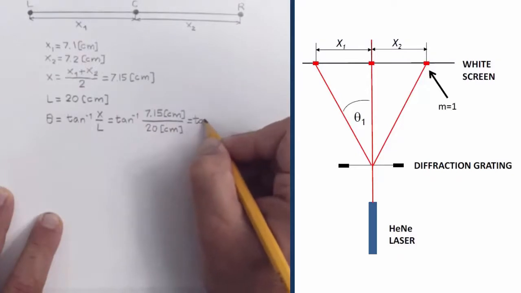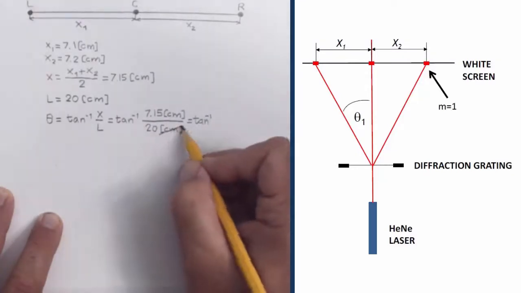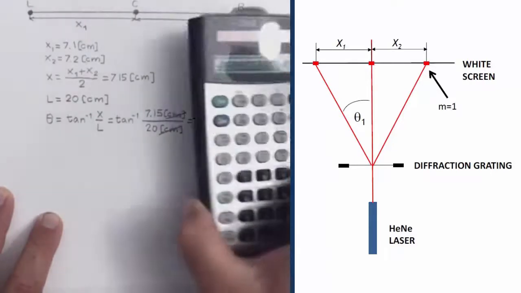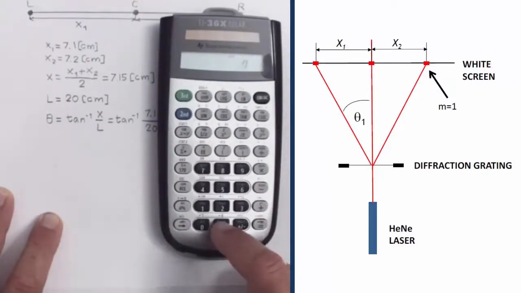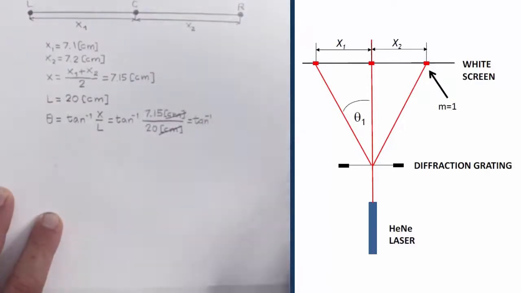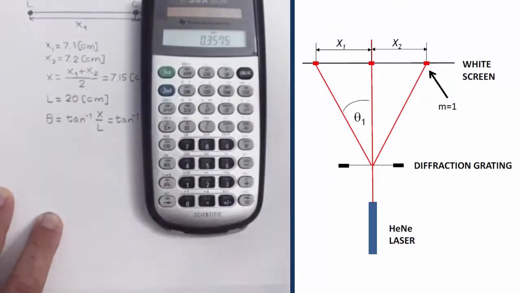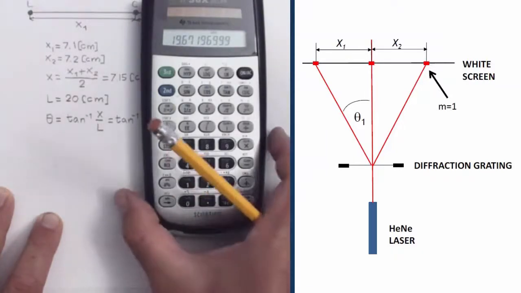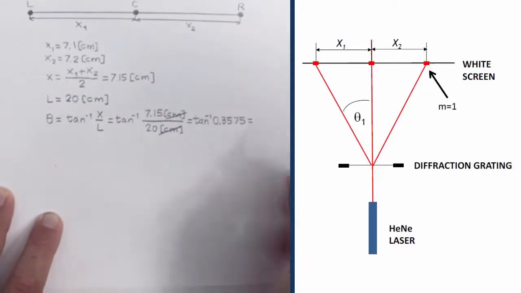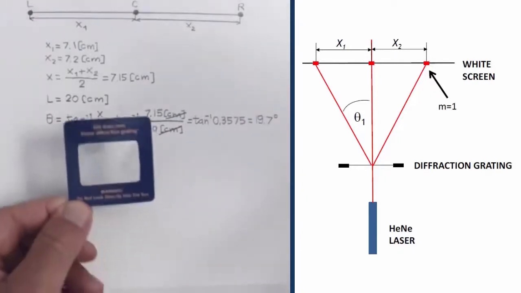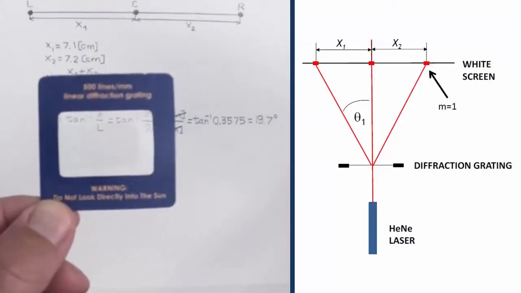Which gives us inverse tan of, these units can cancel. And here's 7.15 over 20 equal to 0.3575. And if we calculate the inverse tan of 0.3575, so here's the inverse tan, gives me 19.67. So we are going to round it to 19.7 degrees. So this is equal to 19.7 degrees.